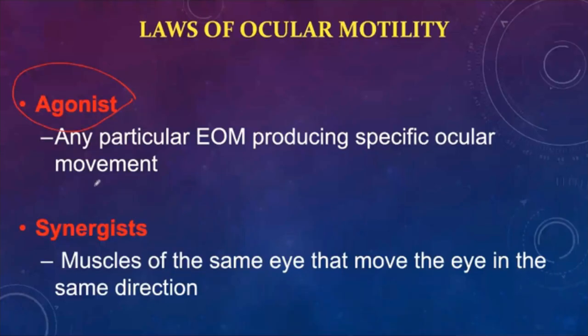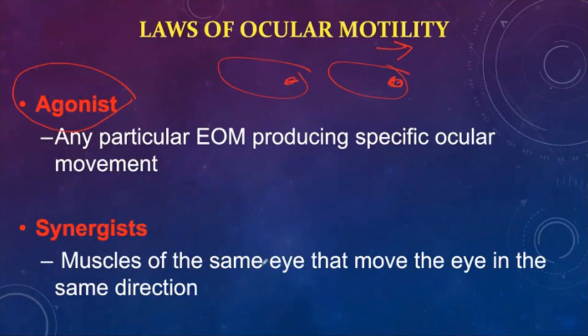For example, if the eye is looking to the right, then this can be due to the action of the right lateral rectus causing movement of the right eye to the right. Again, this is called the agonist. It is only the movement of one eye to a specific movement.